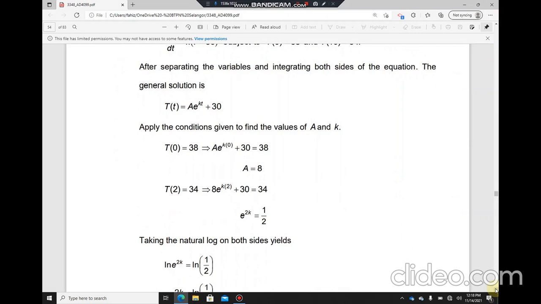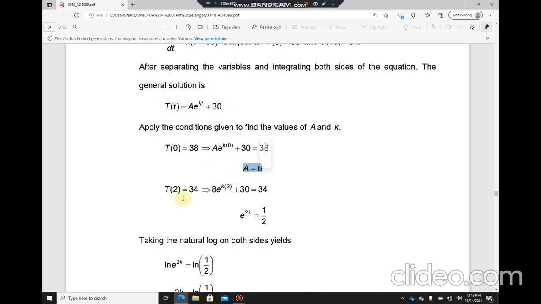Okay, so kita akan masukkan information kat sini. Apply the conditions given to find the values of A and K. Macam biasa kita cari nilai A and K. Kat sini first kita masukkan when T equals to 0, temperature equals to 38. And then after you solve, substitute into this equation. You will get the value of A, which is 8.